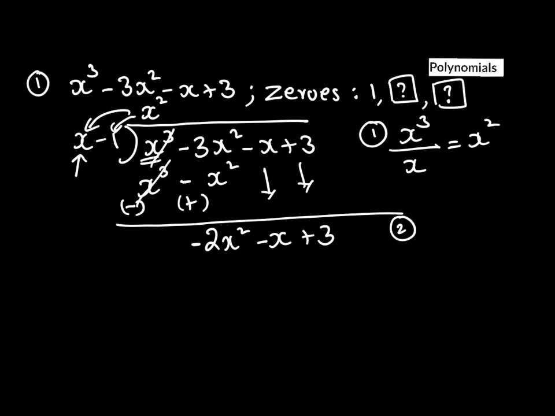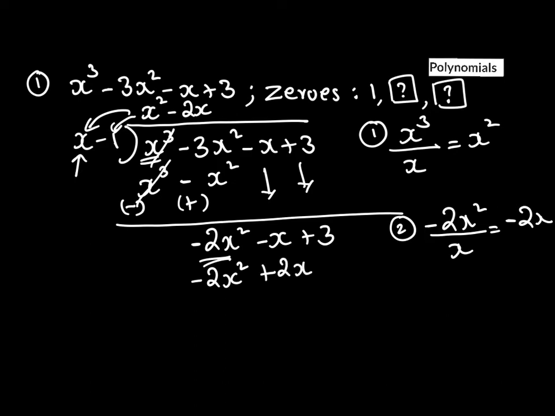Now to find out the second term of the quotient, we continue the process. Now take the highest degree term of the new dividend, which is minus 2x squared, divided by the highest degree term of the divisor, which is x. We land up with minus 2x. So this will be the second term of our quotient. And we carry on the division process. Minus 2x times x is minus 2x squared. Minus 1 times minus 2x is plus 2x. And we subtract.